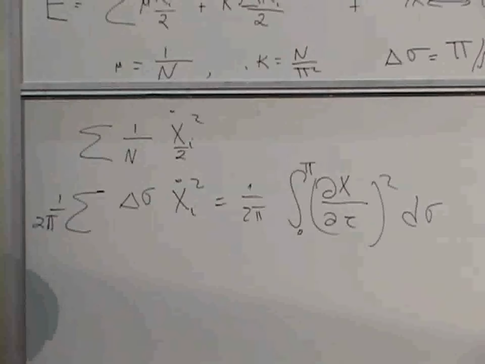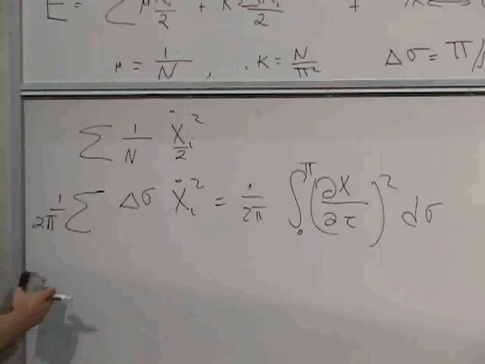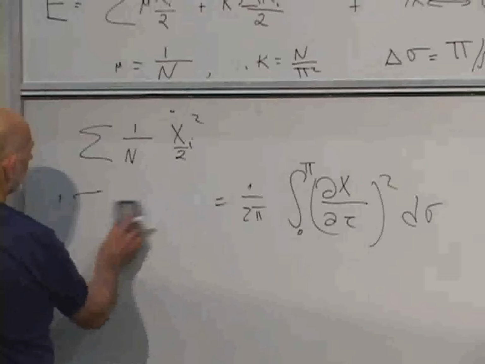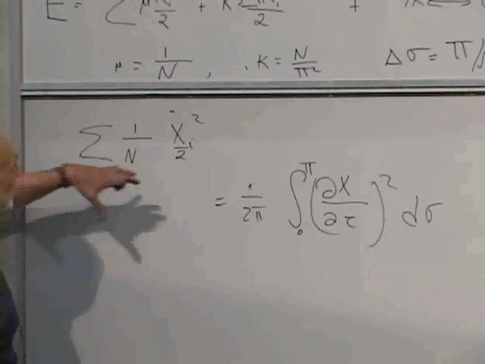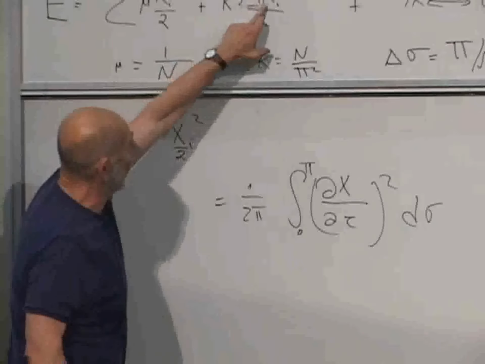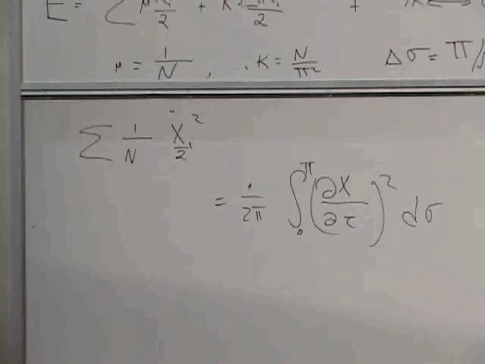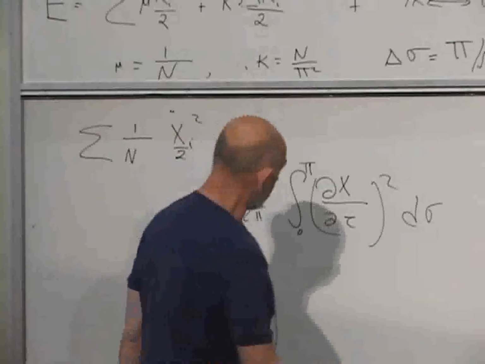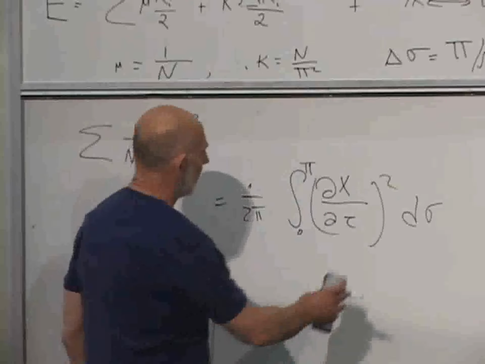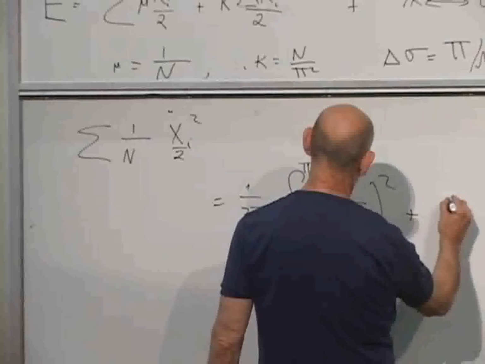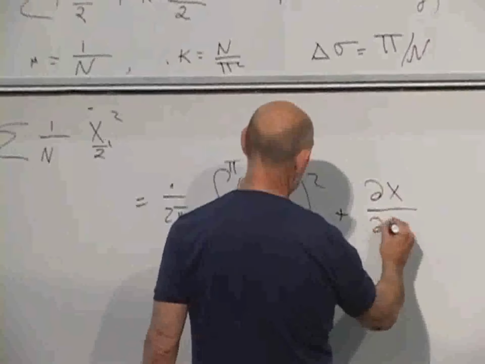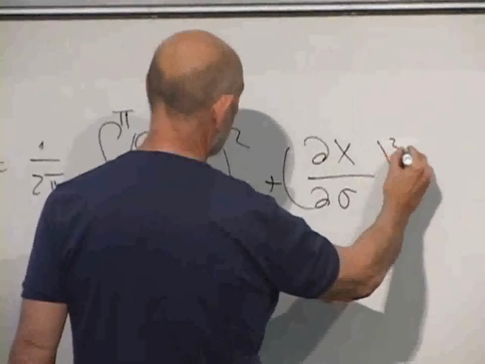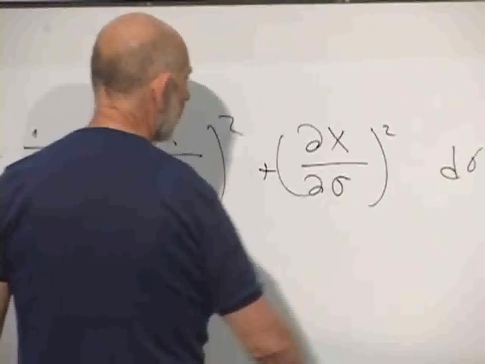That's the kinetic energy. What about the potential energy? I'm going to tell you now what it's equal to. You can work it out yourself, using exactly the same things. The new thing that we need: we have delta x here, and delta x is related to the derivative of x with respect to sigma, right? So the other term that we get here is plus the derivative of x with respect to sigma, squared, all times d sigma.